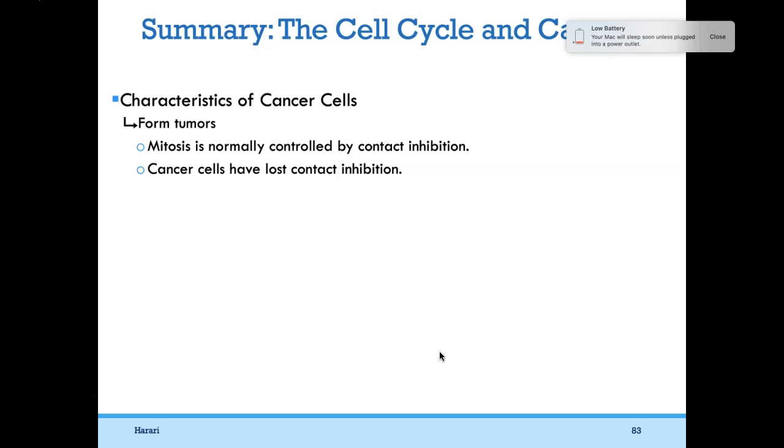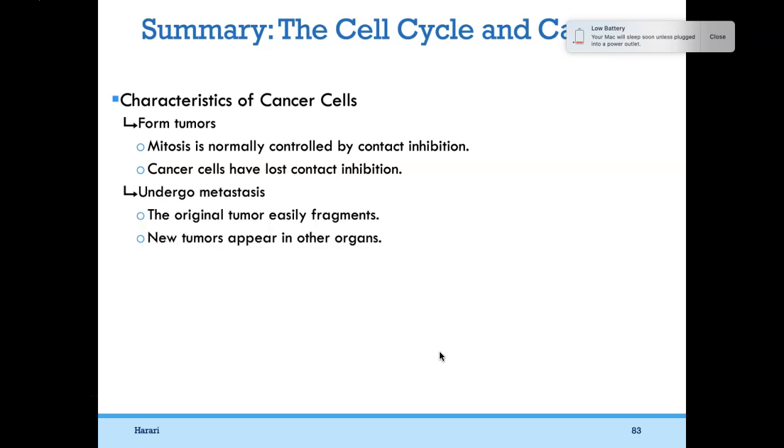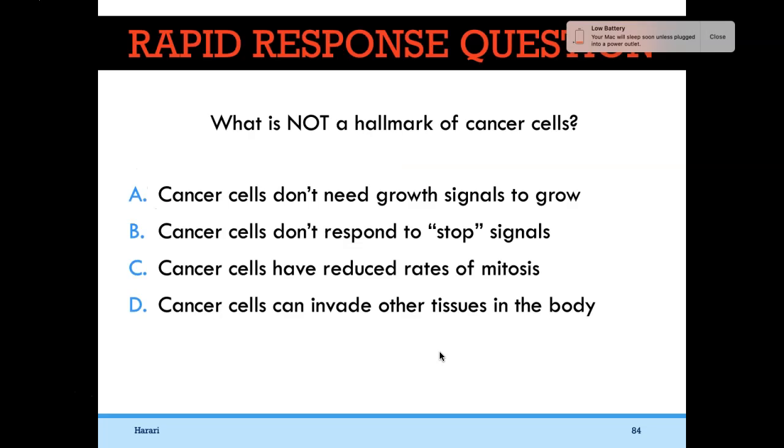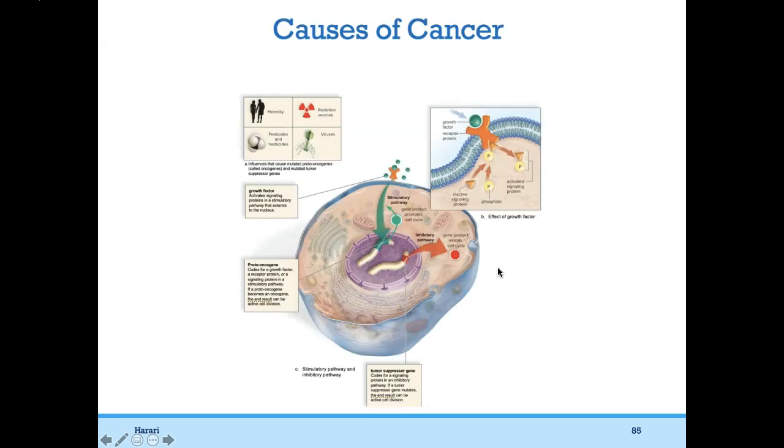Right? We said that they form tumors. They undergo metastasis and angiogenesis. So pause here. Which of the following is not a hallmark of cancer cells? What is not a hallmark of cancer cells is C. Right? Cancer cells do not have reduced rates of mitosis. They have increased rates of mitosis.